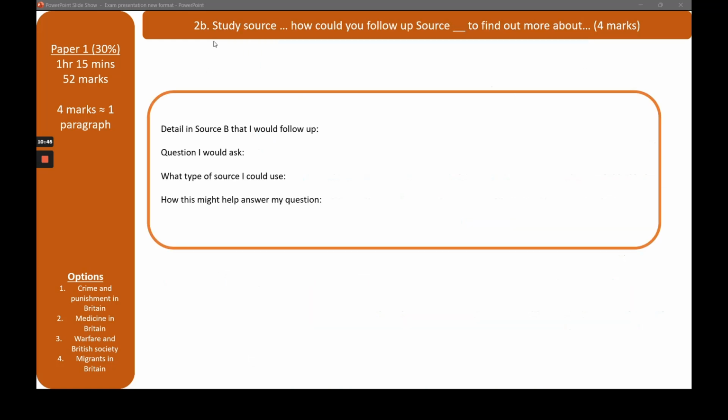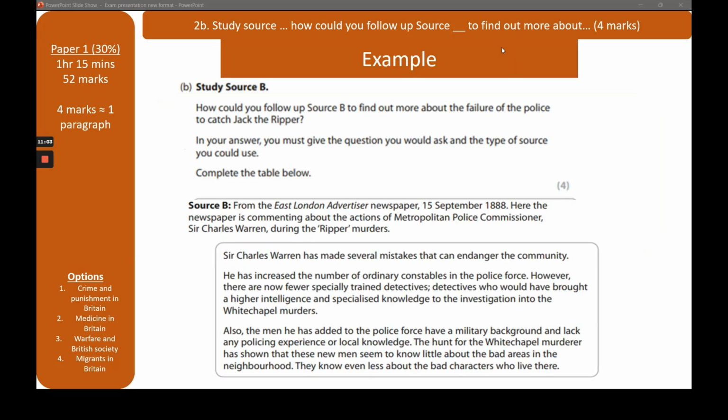The next question is study source, and it will say A and B, the exact same two sources that you've just gone through. So this question should be really quick. How could you follow up source? And it will say A or B to find out more about, and it will give you something like a question. So we'll look at November 2021 just to keep it consistent. So the question then was, how could you follow up source B to find out more about the failure of the police to catch Jack the Ripper? In your answer, you must give the question you would ask and the type of source you can use.